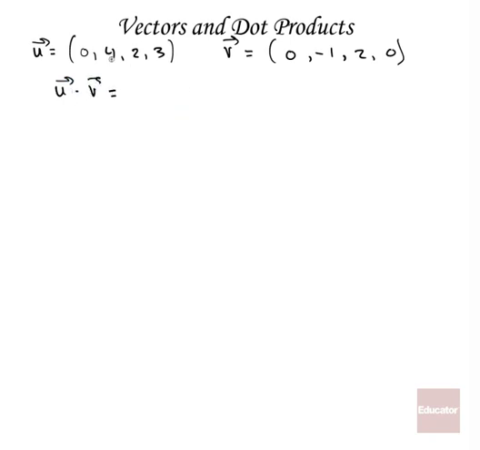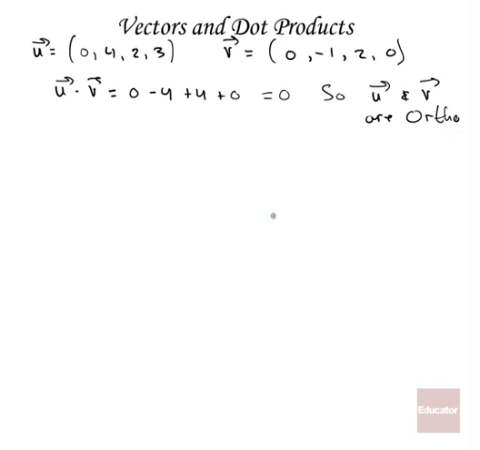U dot v is, you multiply, so 0 times 0 is 0. 4 times -1, minus 4. 2 times 2, plus 4. 3 times 0, 0. 0 minus 4 plus 4, 0 equals 0. So the dot product is 0. So u and v are orthogonal.